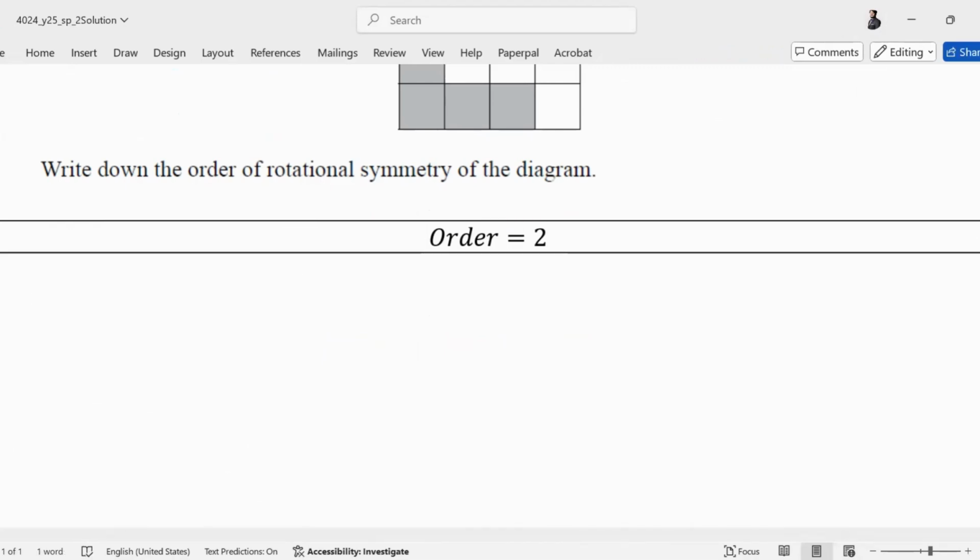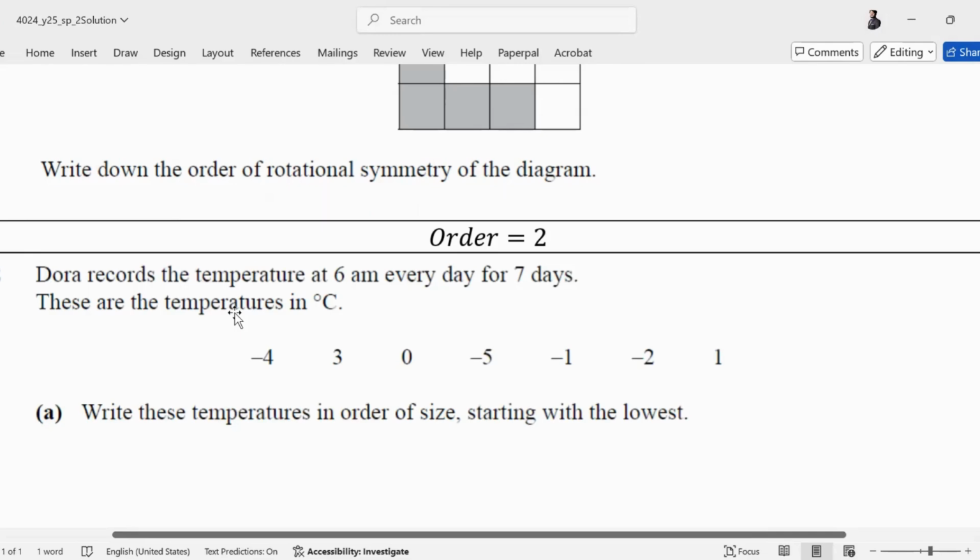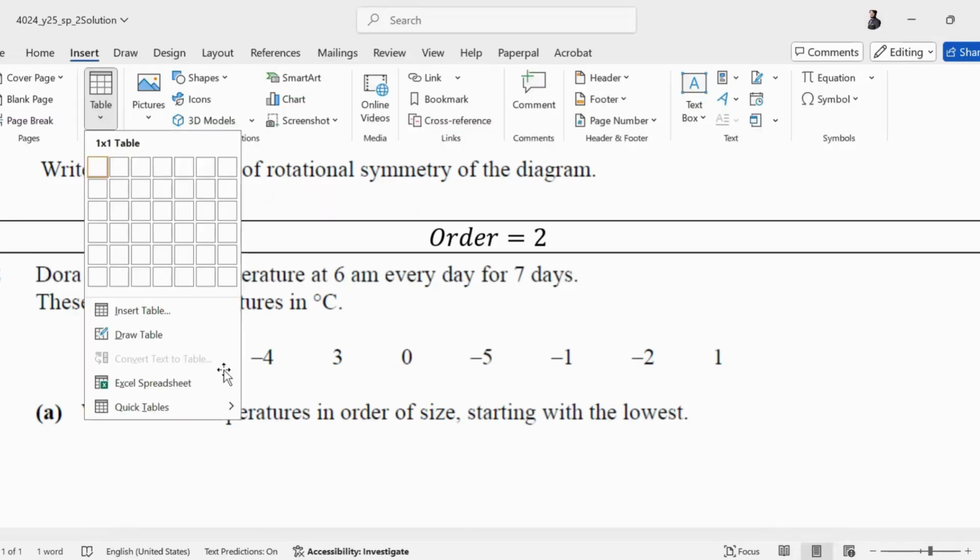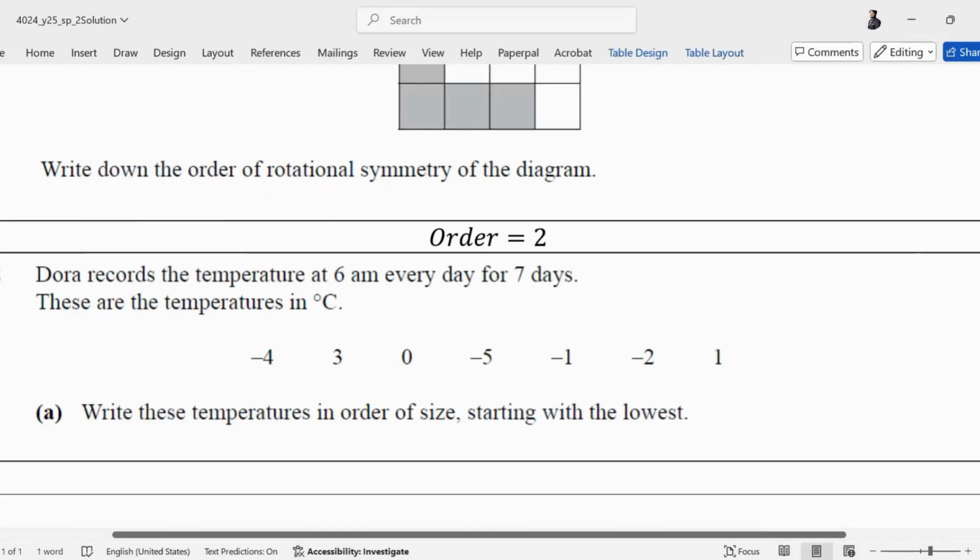I hope this will help you revise the topics that are a part of your syllabus and will be tested in the exam. Question number 2: Dora records the temperature at 6 a.m. every day for 7 days. These are the temperatures in degrees centigrade. Write these temperatures in the order of size, starting with the lowest.